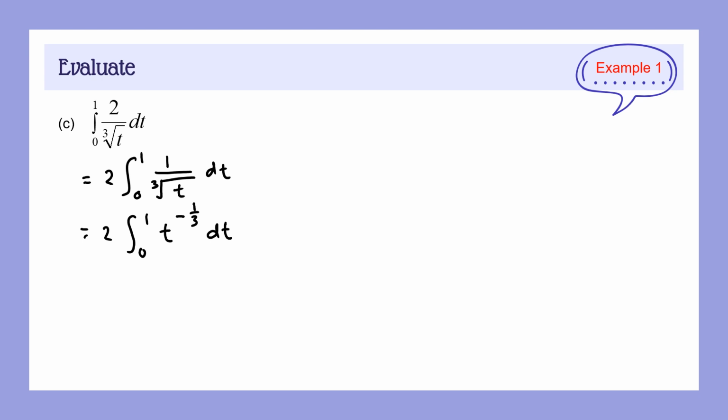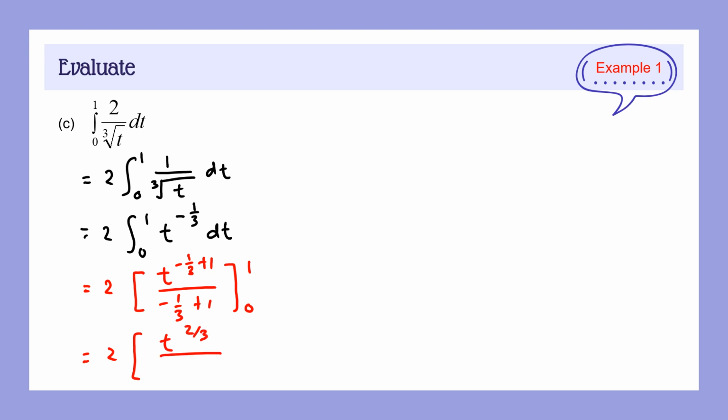This one, we can use the basic rule of integration. So then we get 2 integrate t power negative 1 over 3. We get t power negative 1 over 3 plus 1 over negative 1 over 3 plus 1, evaluate from 0 to 1. Then we simplify this one. Negative 1 over 3 plus 1, we get 2 over 3. So then we get 2, t power 2 over 3 over 2 over 3, then evaluate from 0 to 1.